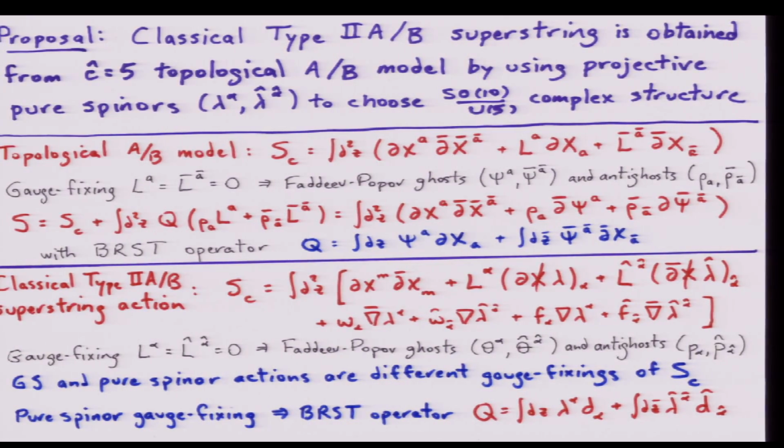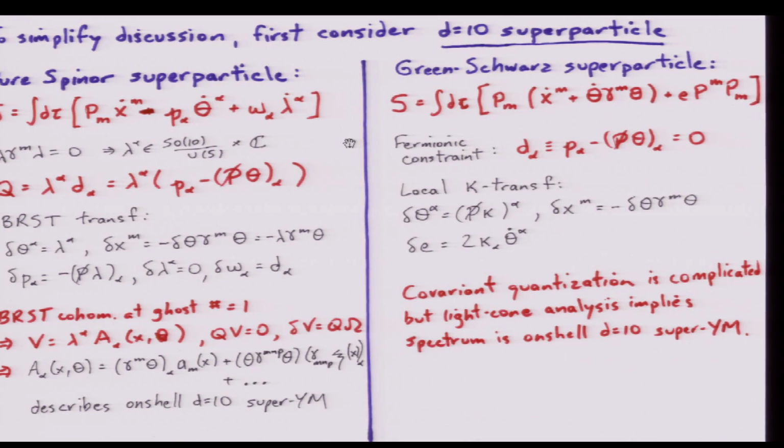Okay, so to show how this works, what I'll do is I'll do it first for the superparticle, just because the superparticle is much simpler. So in the pure spinor case, the superparticle is just composed of x's and these thetas and lambdas. In this case, you start with lambda. It's not a projective pure spinor. It's just a pure spinor. So there's a scale part. And this is the BRST operator. And these are the BRST transformations.